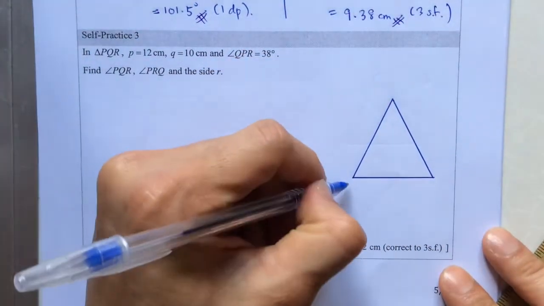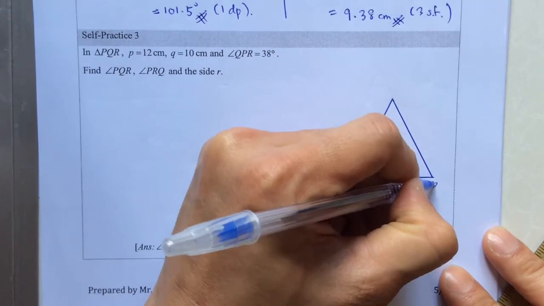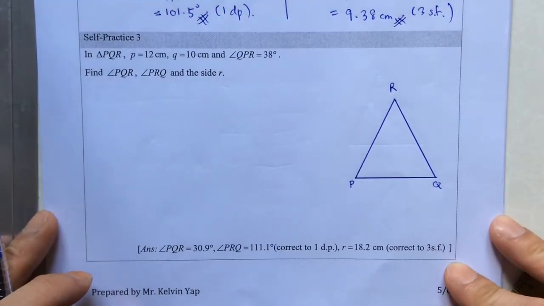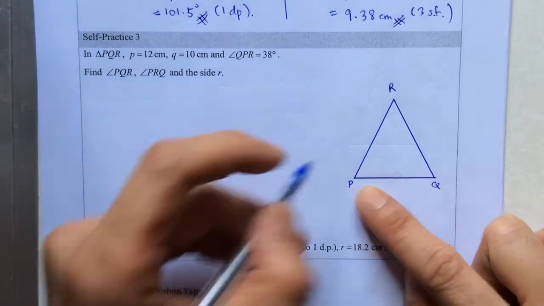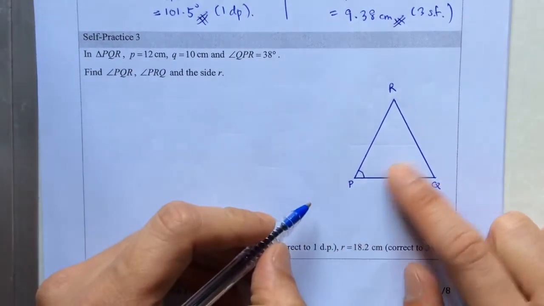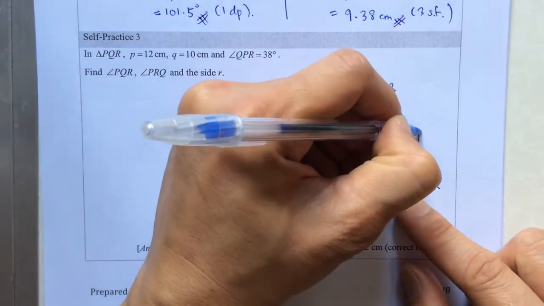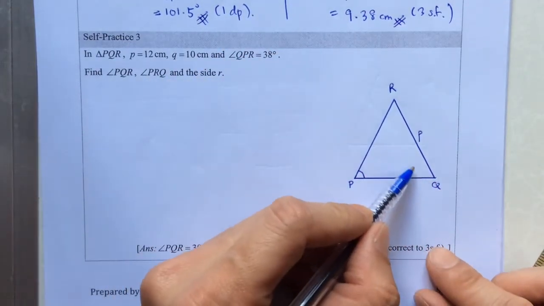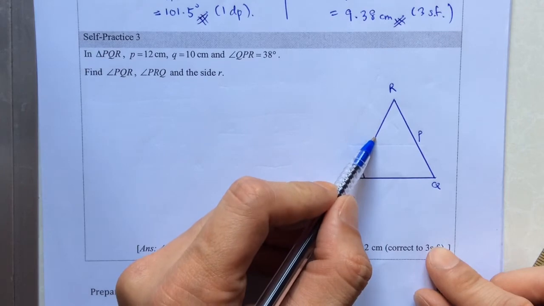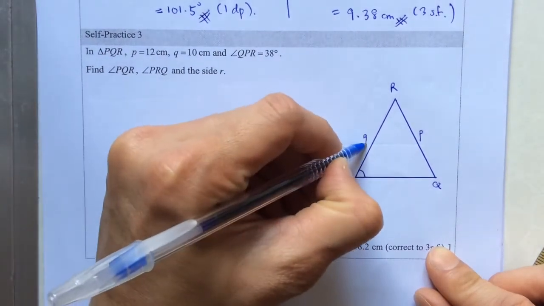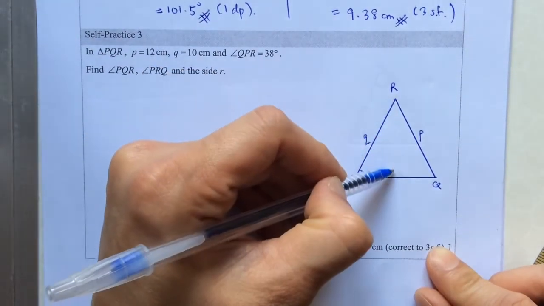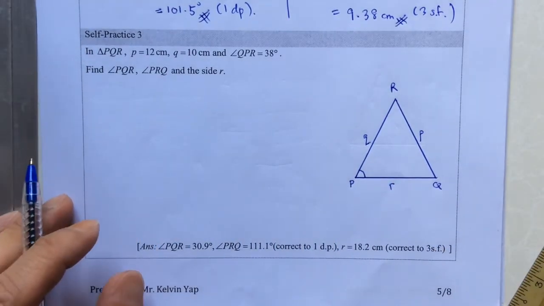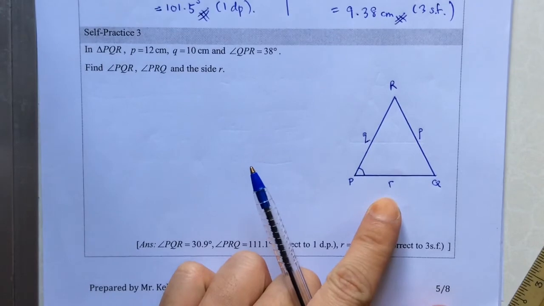So you have a triangle and you label this as capital P, capital Q, and capital R. The opposite of angle P here is a small p. Opposite of the Q, here we have a small q. And the opposite of R, we look at the side, is a small r. So this is a standard way of labeling the triangle.